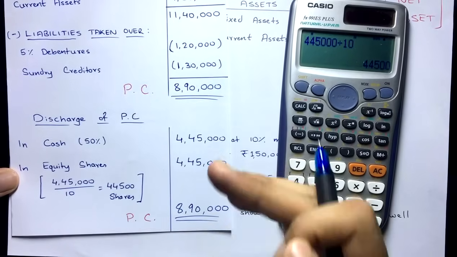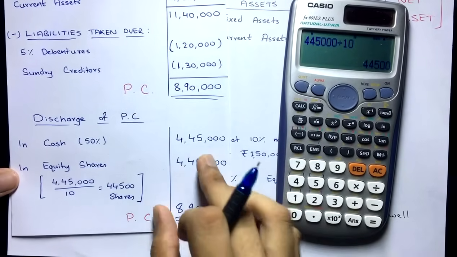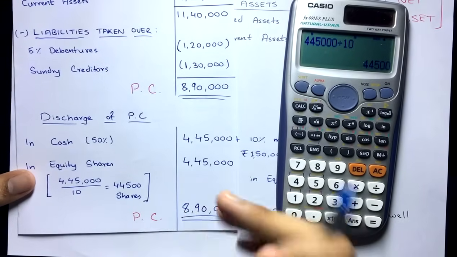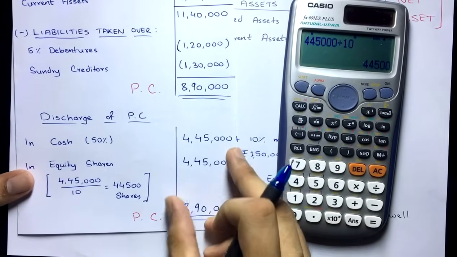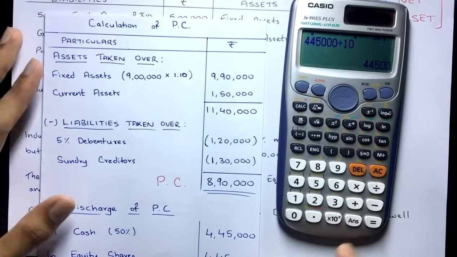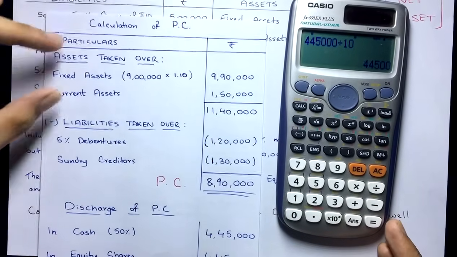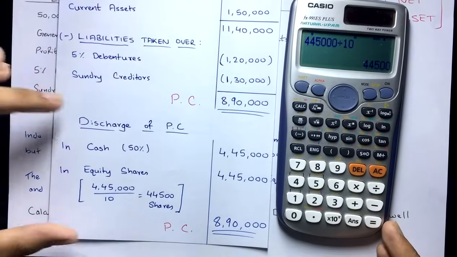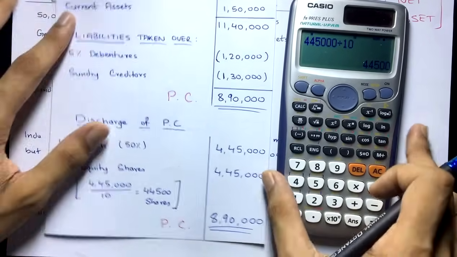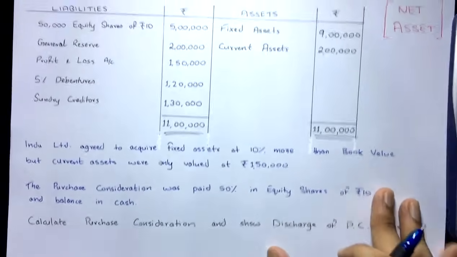In what form? How will you pay? Right? How much will you pay? How will you pay? Right? In what form it will be paid, right? That's what discharge of purchase consideration is. It's simple, right? So this is how you have to do the net asset method, assets minus liabilities. And if they ask discharge of purchase consideration, how to pay, so you have to show that too. Simple, easy, right? Net asset method.